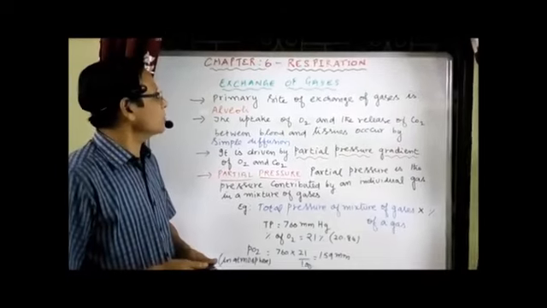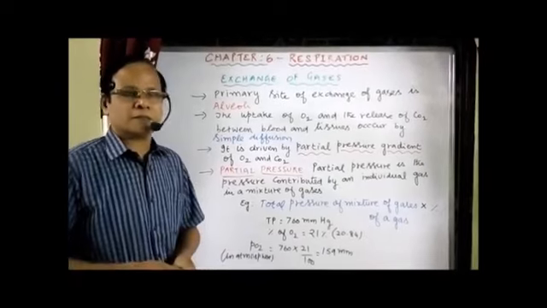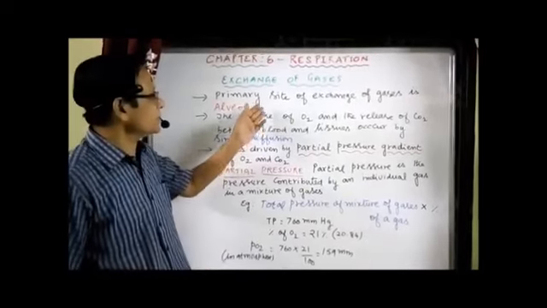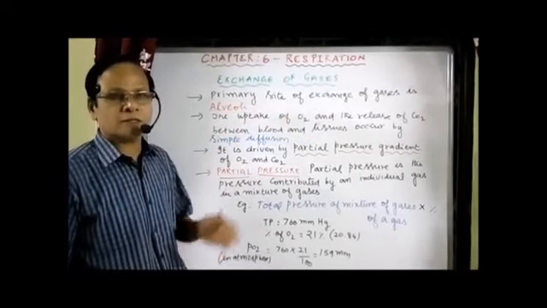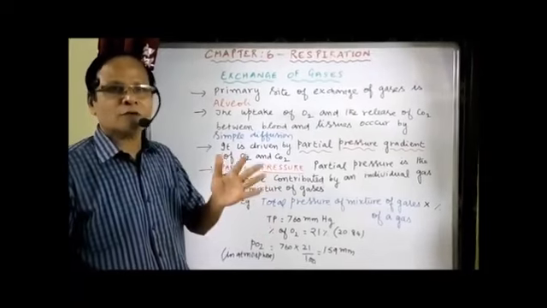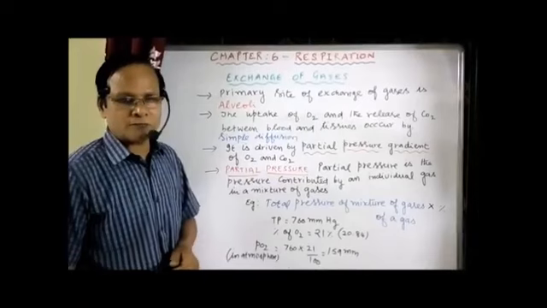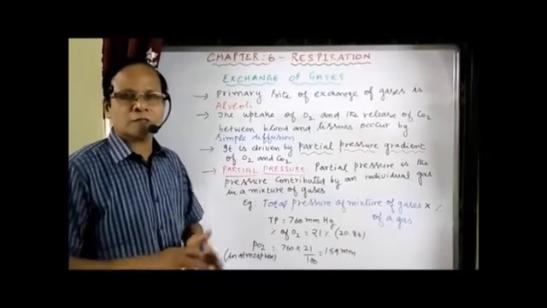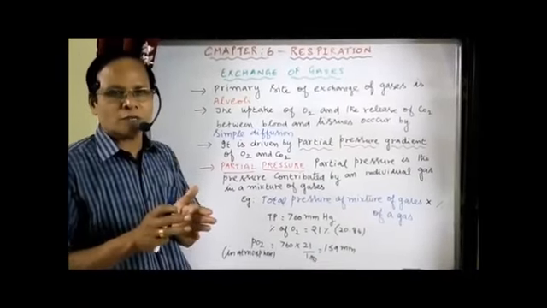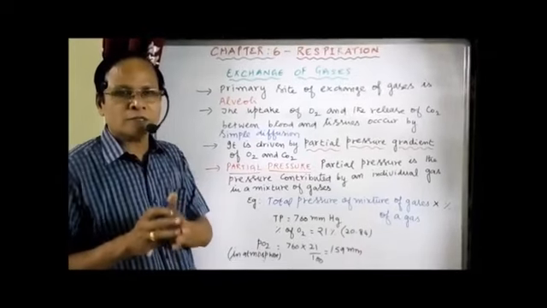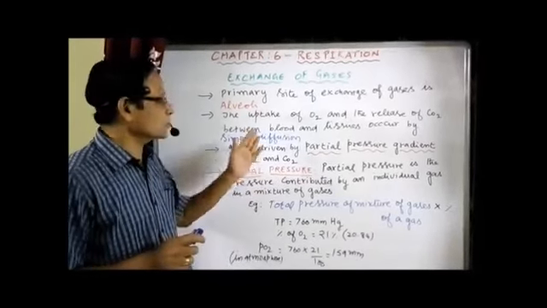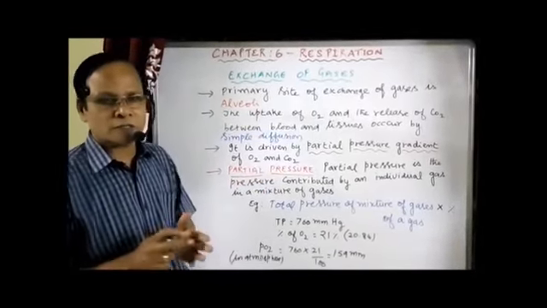The next one: how does this exchange of gases occur? The primary site of exchange of gases is the alveoli, which is the functional unit of the lung. Normally the uptake of oxygen and the release of carbon dioxide between the tissues and the blood takes place by simple diffusion from higher to lower concentration.